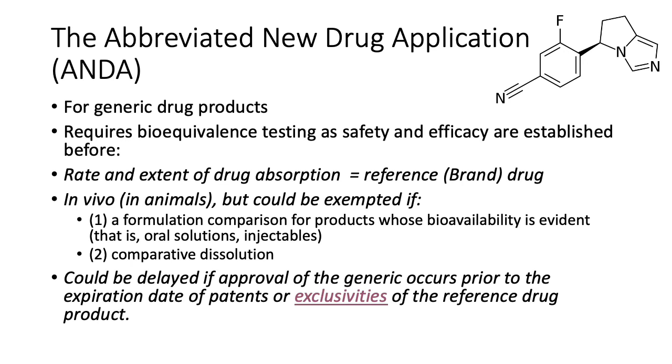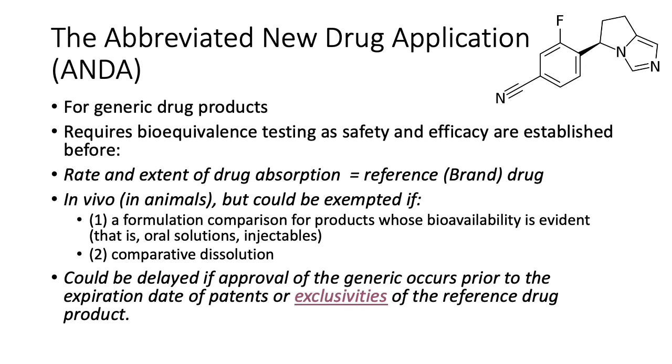Since the safety and efficacy are already established by the manufacturing company, the manufacturer of the new generic should also provide in vivo studies, like in animals. But they could be exempted, or they don't have to provide in vivo studies, if there is a study that shows a comparison between the formulation of the old branded drug and the new generic drug, and a comparative dissolution, meaning a formulation and a dissolution test.